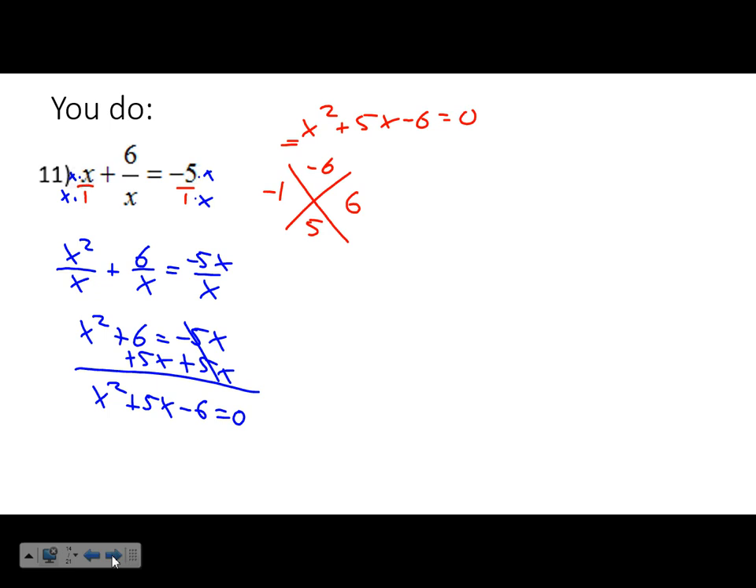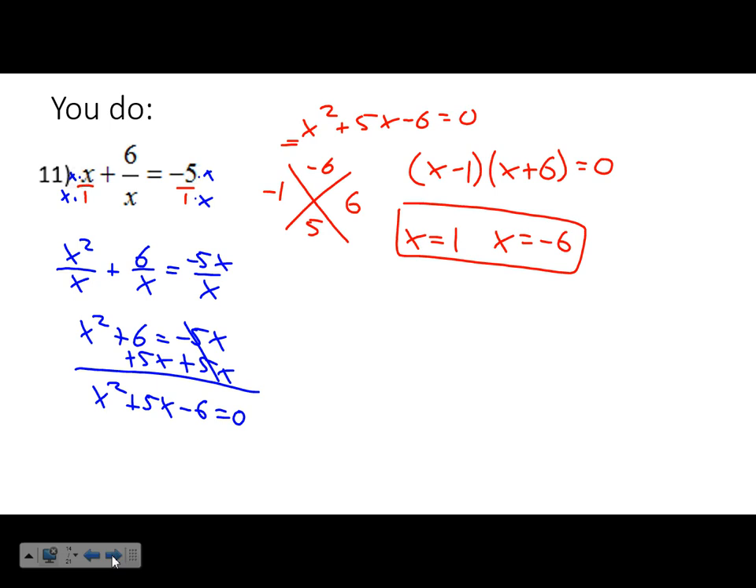Since there's not a number in front, we can do our shortcut. X minus 1 times x plus 6. And that means we have x is equal to positive 1, x is equal to negative 6. So far, we haven't had any leading coefficients, so we've been able to do it the easy way on all those.